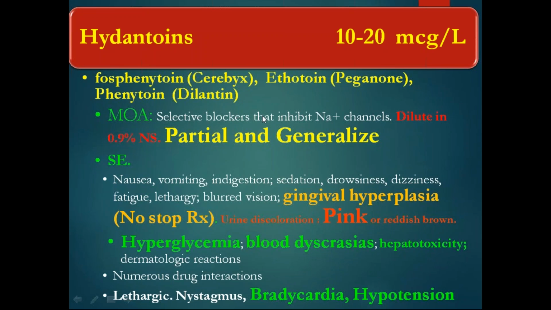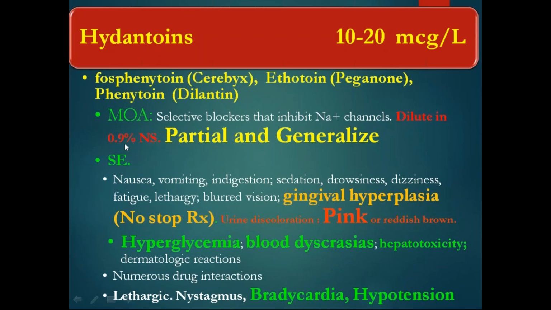All right, so here we're going to stop a little bit because this is super high yield for NCLEX. And we have all the names, Hydantoins again, okay? So what we need to remember is that they're used for seizures. Before that, you need to dilute in 0.9% normal saline solution. And don't mix it with other medications. Don't mix it because they are going to precipitate.